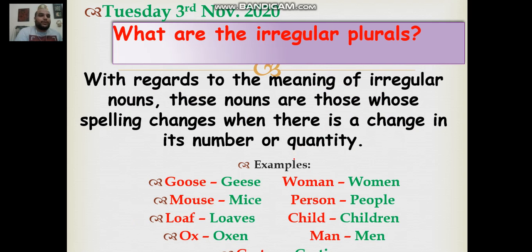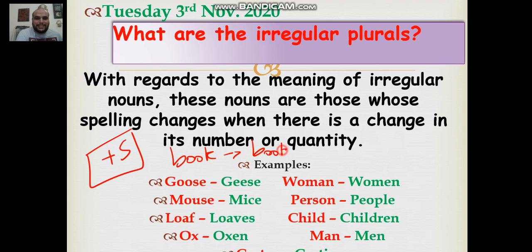So the rule usually to make a plural is adding an S, and I know that everyone knows that. For example, if I have the word book, it's going to be books by adding S. But some nouns, they do not follow that rule. Okay? For that, we're going to call them the irregular plurals. Okay? They do not follow the rule.